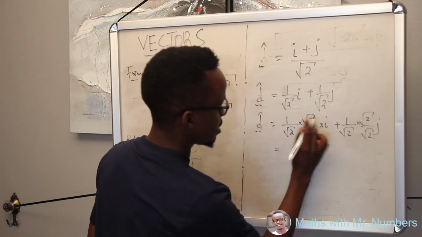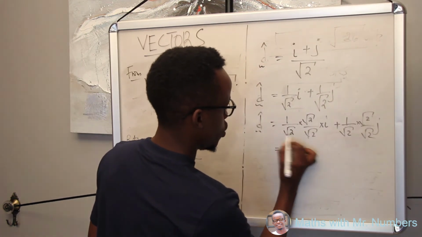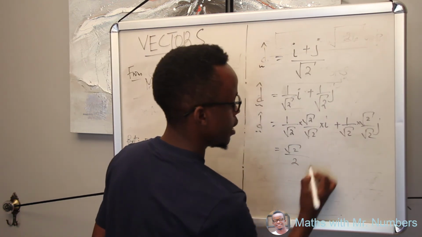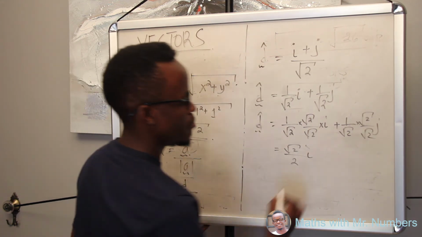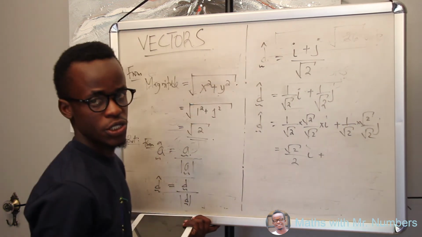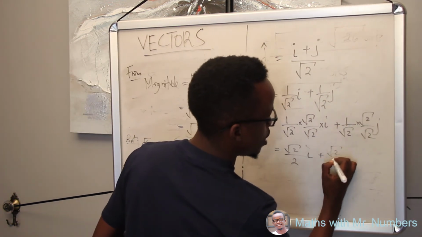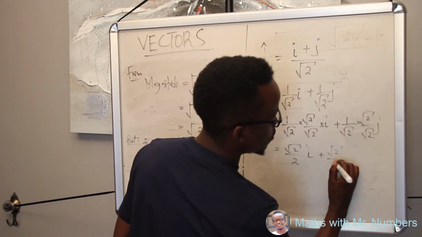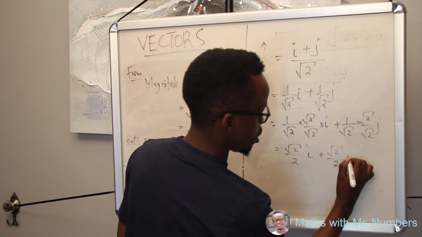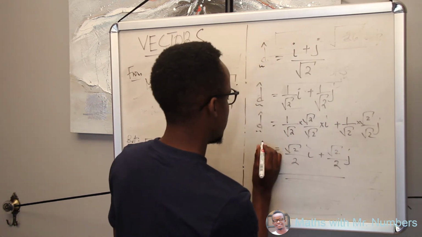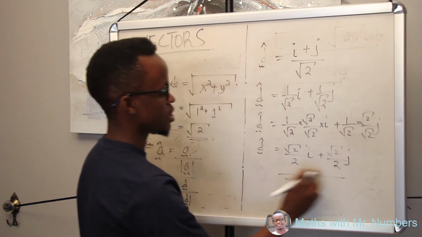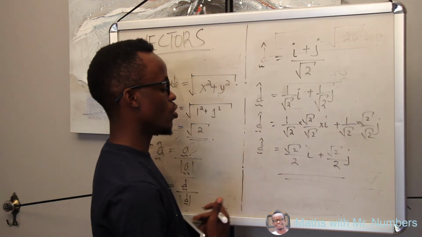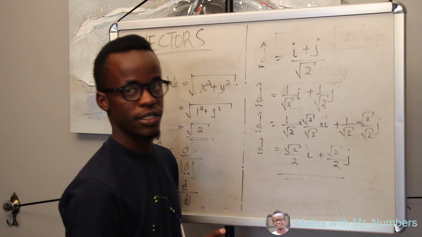After that, 1 times root 2 is root 2. Root 2 times root 2 is root 4, which equals 2. And we have i outside. Likewise, 1 times root 2 is root 2, and root 2 times root 2 is root 4, which equals 2. Therefore, we have 2 under, times j. Therefore, the answer of the unit vector is this. The unit vector of vector D is root 2 over 2 i plus root 2 over 2 j.